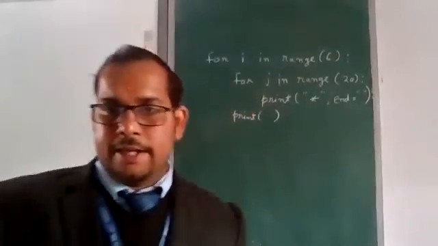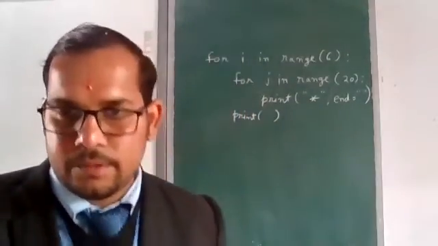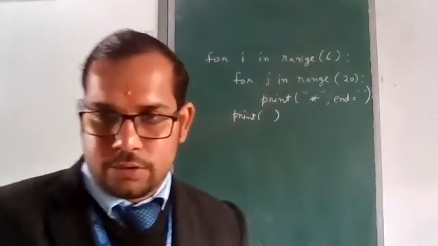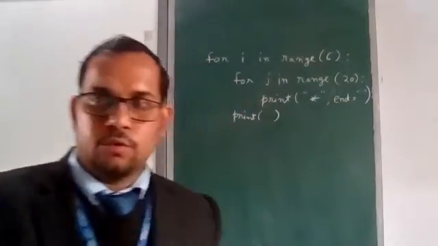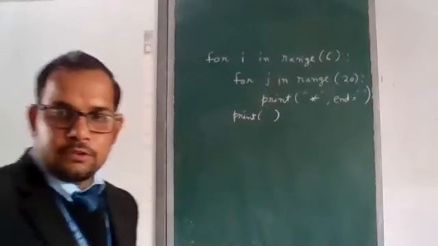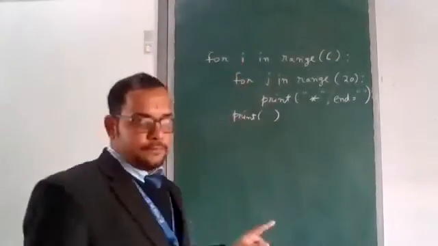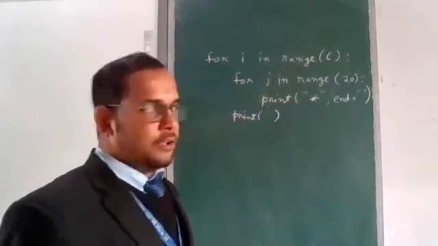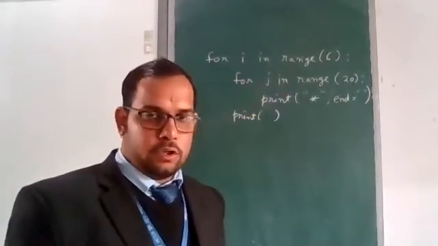Your question is, write a program using nested loop to produce a rectangle of stars with 6 rows and 20 stars per row. This is your question. So this outer loop is for rows and the inner loop is for the number of columns.